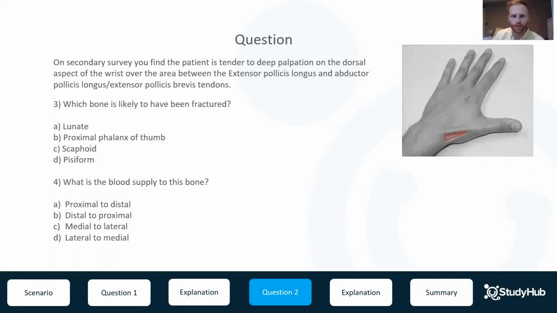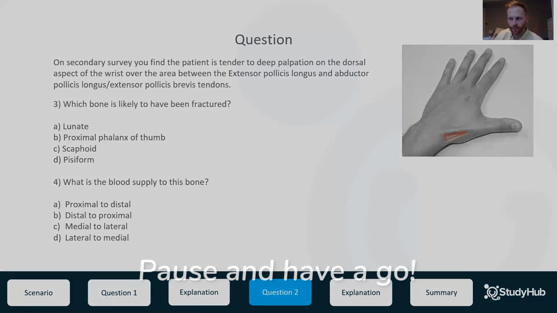Good. So the majority have gone for the scaphoid. Excellent. And then, what is the blood supply to this bone? So the majority of you have put scaphoid. So what is the blood supply to the scaphoid?